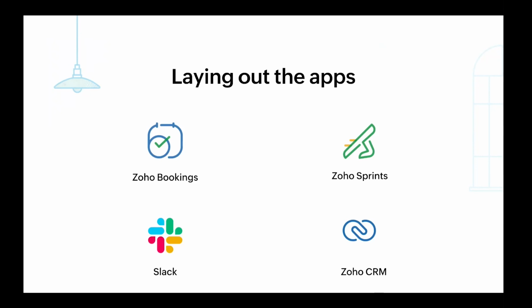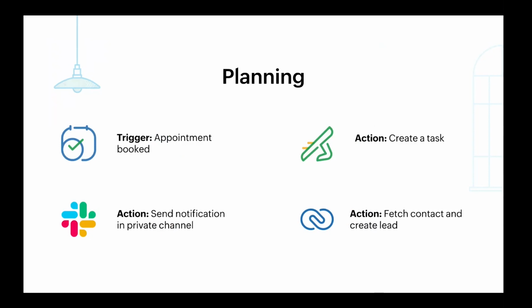I need Zoho Bookings, that's going to take care of my scheduling. I need Slack, that's where my messages will come. Along with that, I need CRM, I need Sprints. But in what combination? What's going to be my data flow here? Let's see. Second is planning. So Zoho Bookings will take my appointment, so that acts as my trigger. Slack will receive my notifications in a private channel, so that becomes an action.